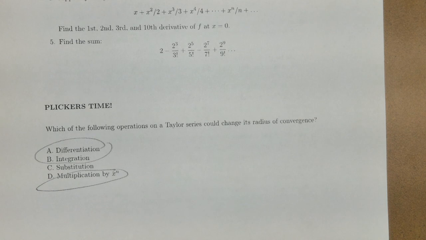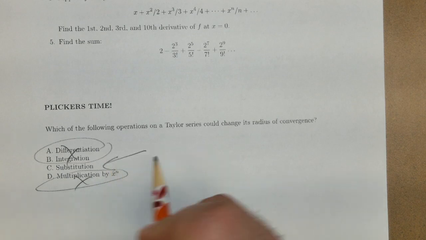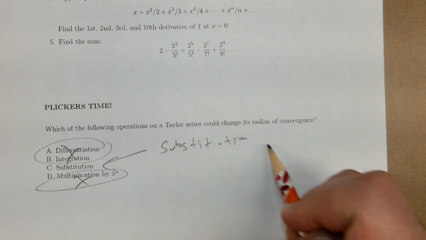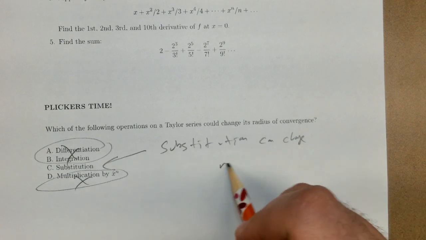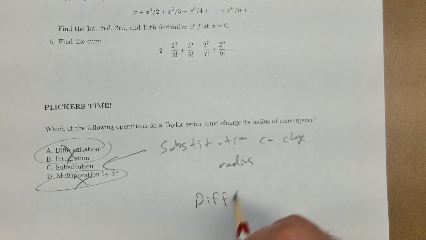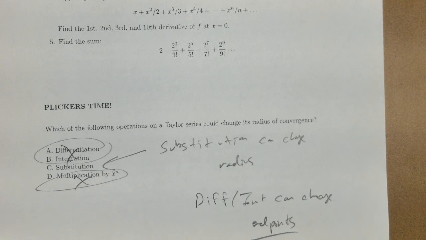When you substitute, though, we already saw one on the sheet with the x's, that when we did 1 over 1 minus 2x, we substituted in a 2x, and the radius of convergence went from 1 to 1/2, okay? So substitution is it. Substitution can change the radius. And differentiation can change the interval, can change the endpoints. Those are the key facts there.